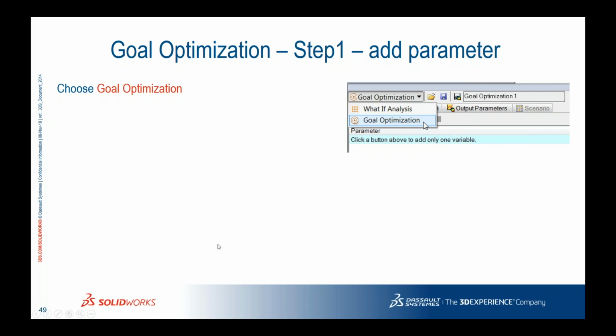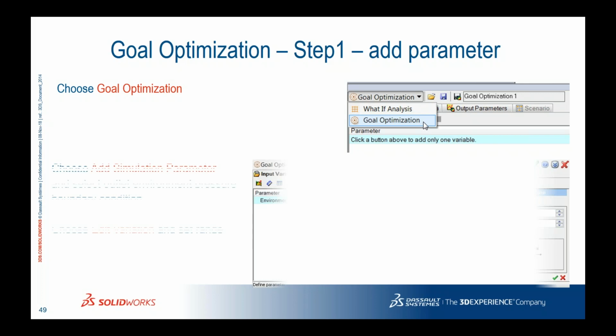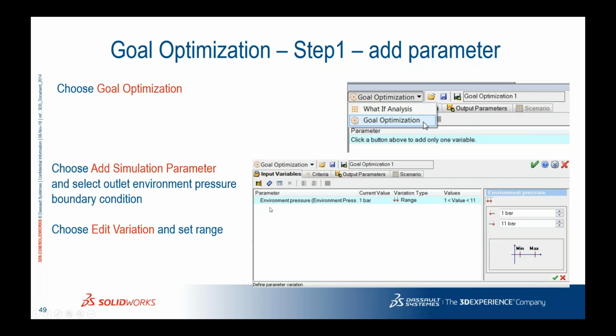So again, we choose goal optimization instead of what-if analysis. In 2018, we also extended the features in Flow Simulation, and now we are able to also optimize multiple parameters. In goal optimization, we are able to optimize only one parameter. We will see also the multi-parameter approach in a moment. So we can add the simulation parameter here. Very simple because it's an already input boundary condition. So we have 1 bar and 11 bar as limits.